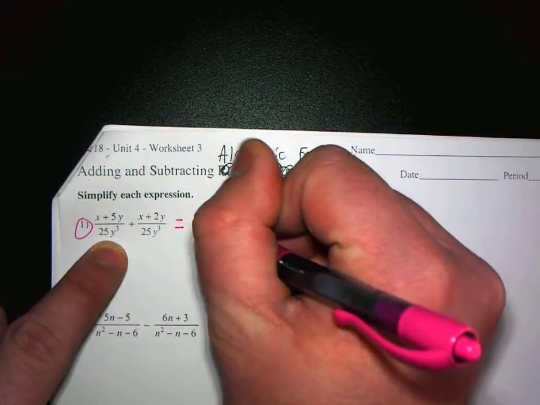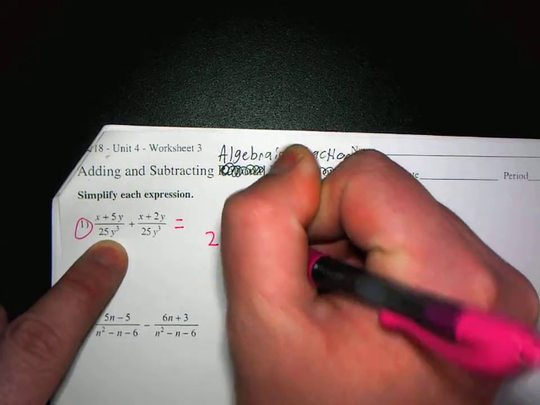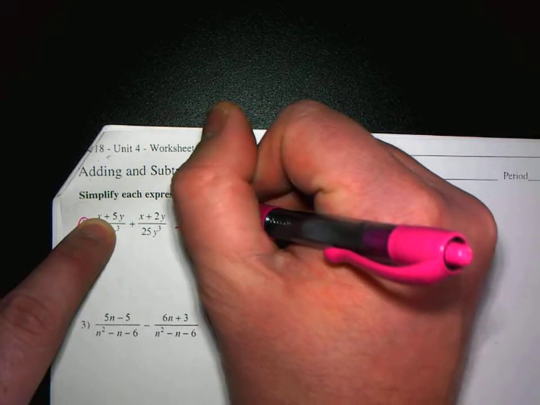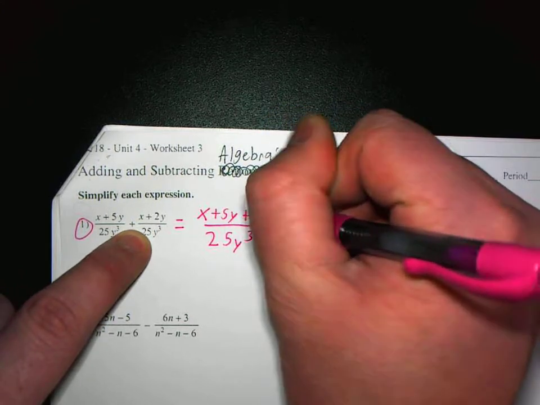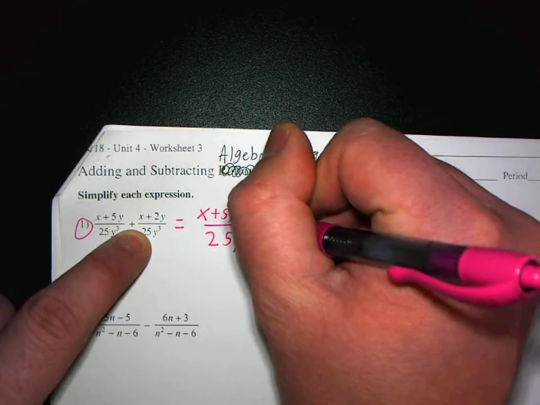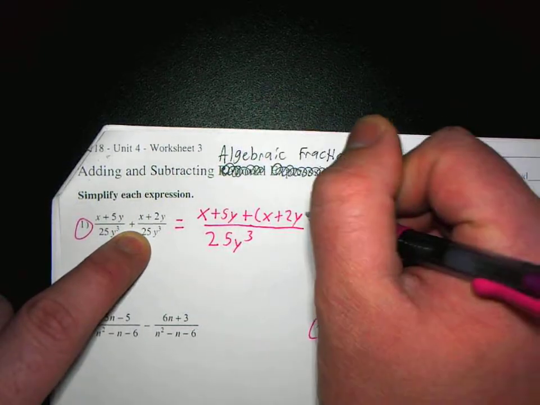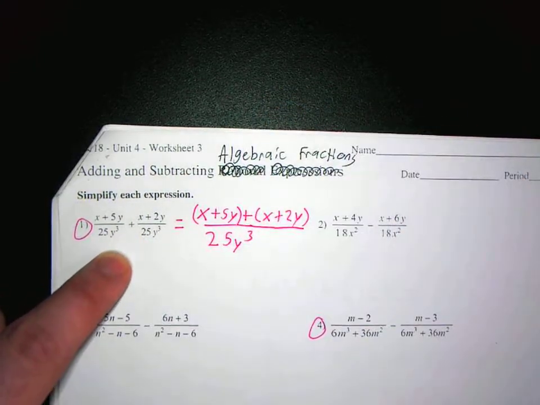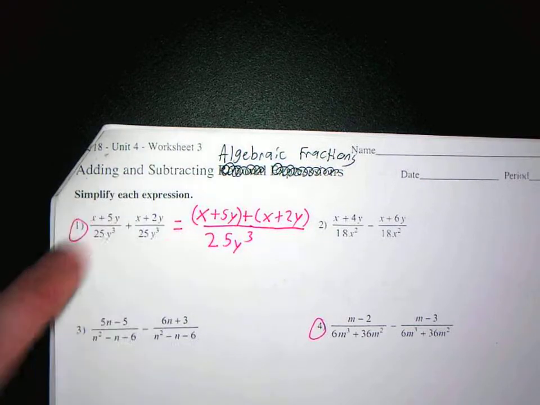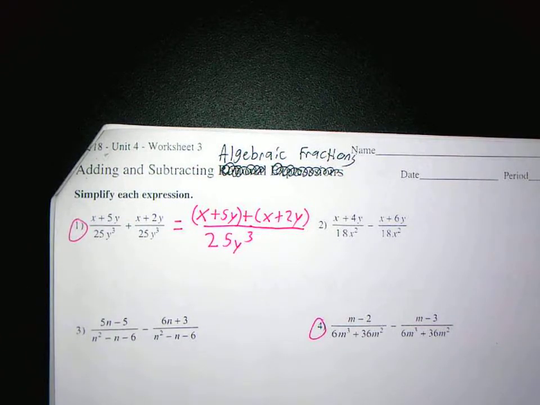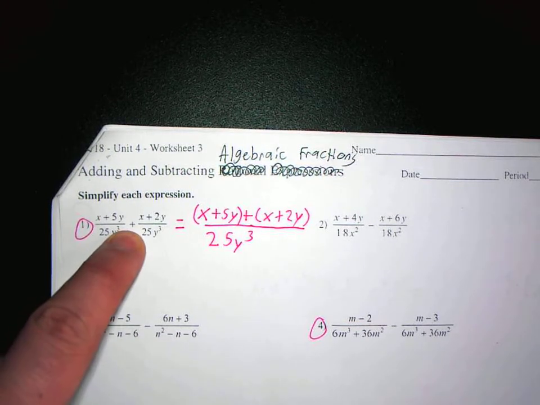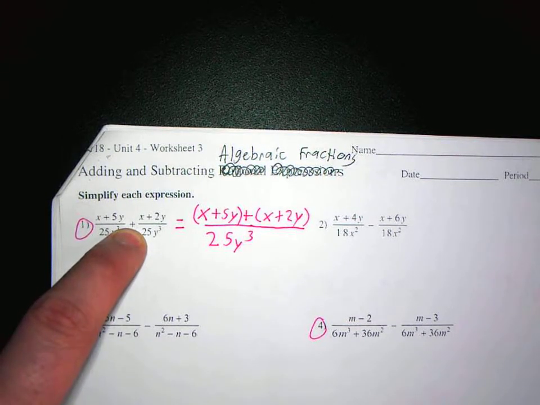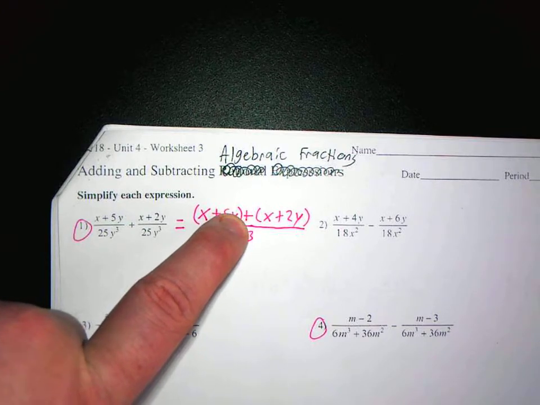So when I combine this, I get x plus 5y plus x plus 2y. Okay. Now you put those in parentheses to say that x plus 5y were together and x plus 2y were together before we added them. Okay? Does that make sense? And the plus sign is because that's what was in the middle. So had this been minus, that would be a minus.